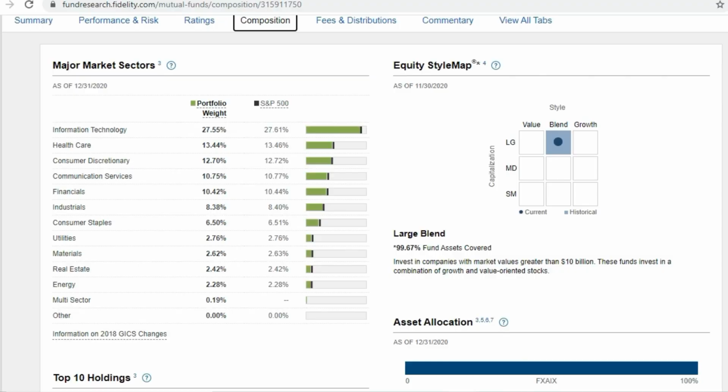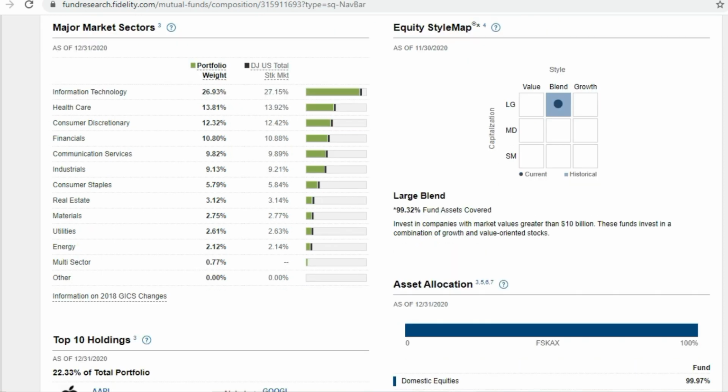In a moment, we're going to take a look at the actual stocks that are in each one of these indexes. But first, let's take a look at the market sectors. You can see that both the S&P 500 and the total market have very similar weightings. The S&P 500 has 27% in the information technology sector, then 13, 12, 10, and 10 in healthcare, consumer discretionary, communication, and financials. Very similar as well for the total market.